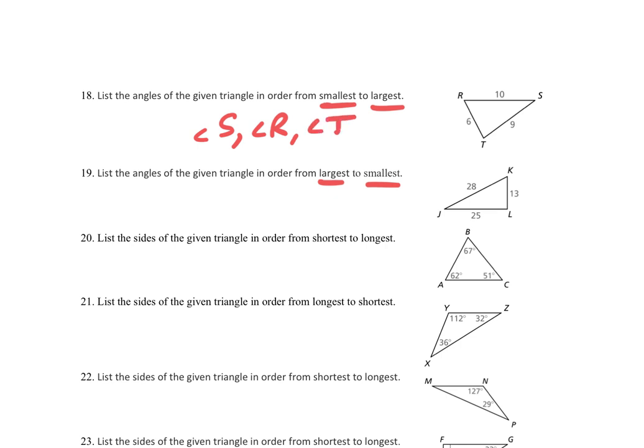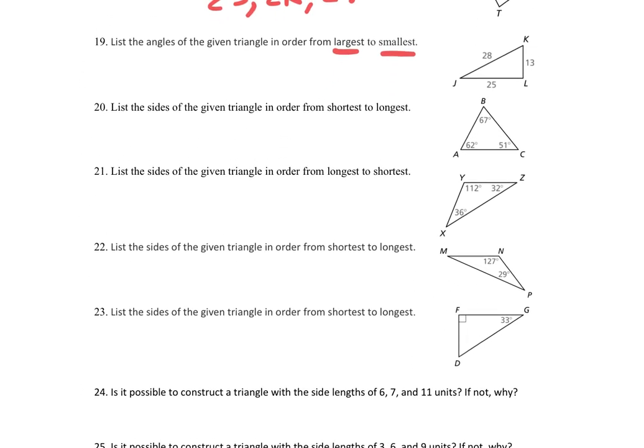Once again, not a lot of work to show, okay? It's just a matter of looking at the triangle, identifying small, medium, and large, and which one's the biggest. We can do the same thing for the angles. So 20 and 21 are the same, except they give you the angles instead of the sides.